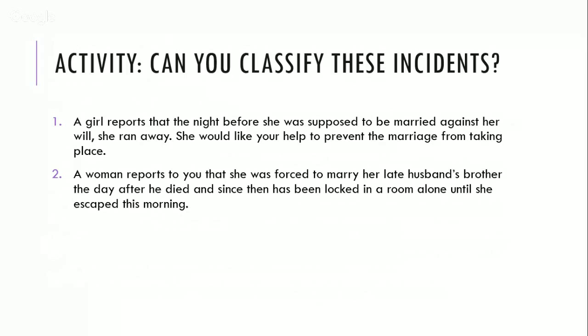No. Did it involve a physical assault? No. Was it an act of forced marriage? Yes. She reports here that the marriage went through. The marriage was completed. So we can classify this one as forced marriage.